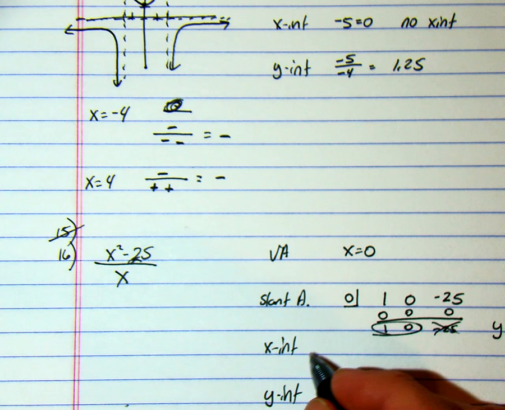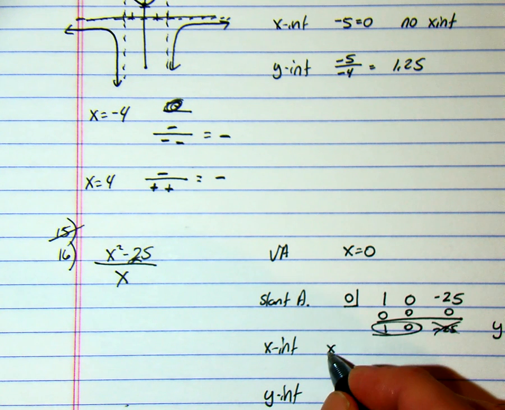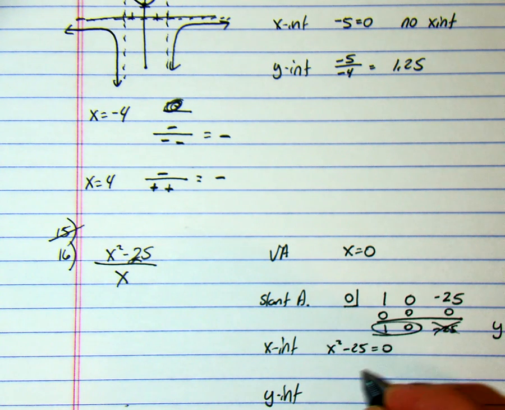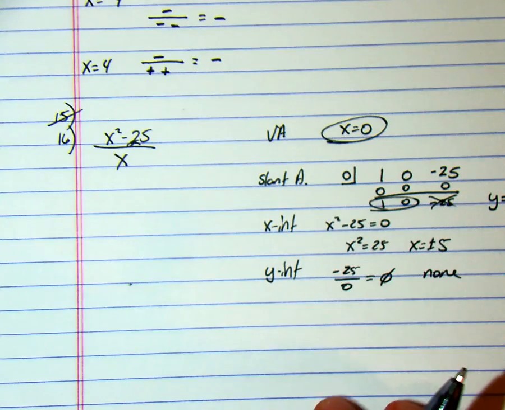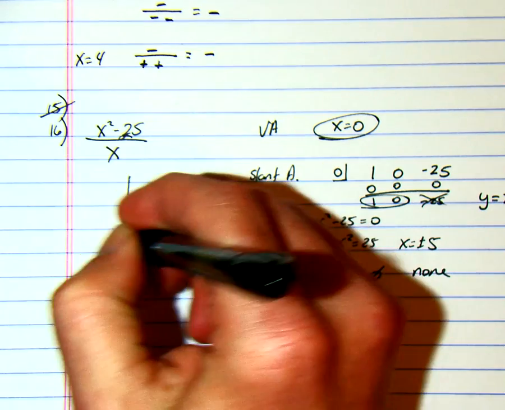My x-intercept still works the same exact way. X squared minus 25 equals 0, so x squared equals 25, so that means that we get a plus or minus 5 when we square root both sides. My y-intercept is going to be my ratio of constants, and in this case it's negative 25 divided by 0, which is undefined, so that means there's none. So this graph is not going to cross the y-axis, which makes sense, because we have a vertical asymptote at 0.